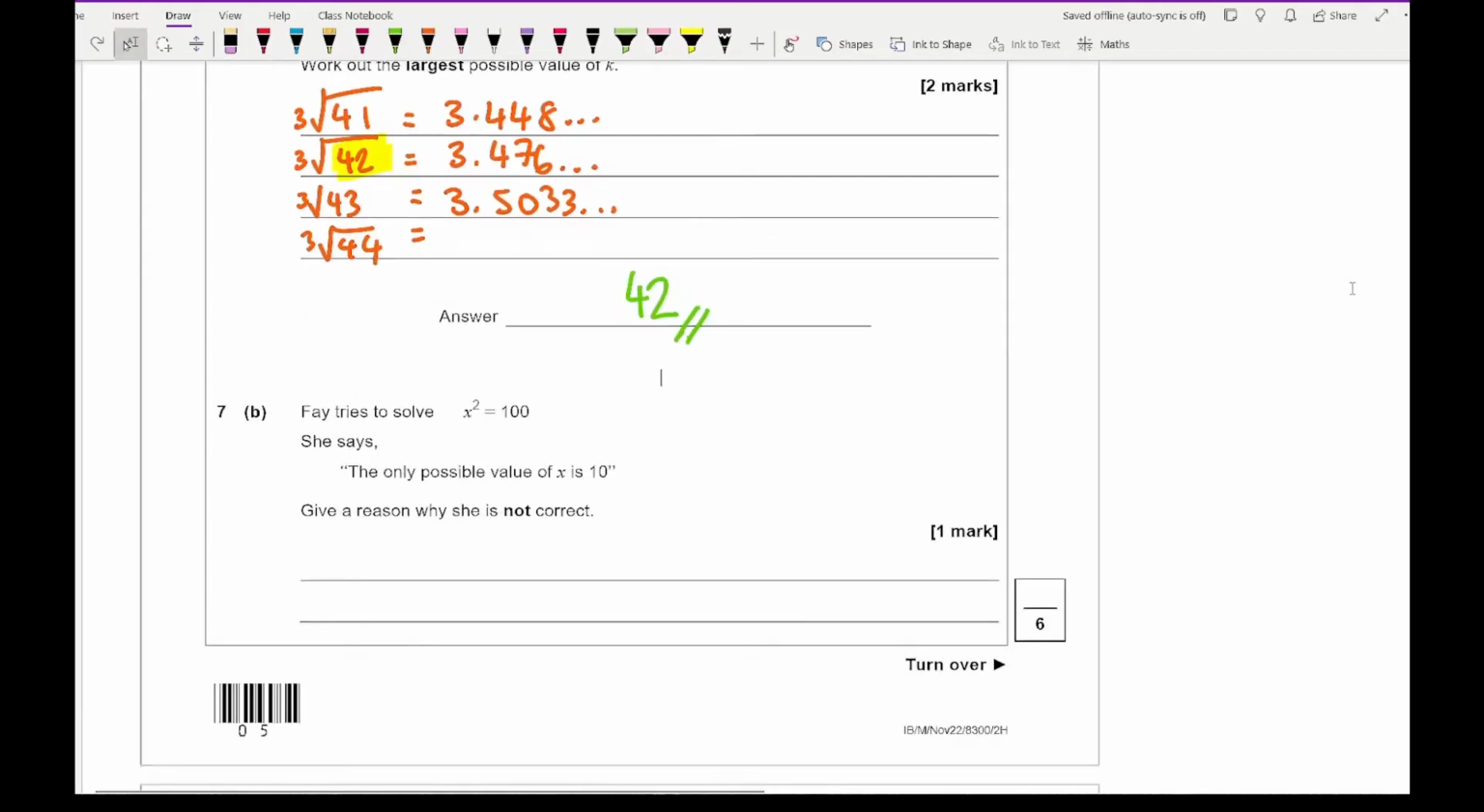Then moving on to 7b, it says Faye tries to solve x squared equals 100. She says the only possible value of x is 100. Give a reason why she is not correct. And the reason for that is because it can be 10, so minus 10 times minus 10, or minus 10 squared also equals 100. So that would be enough to get the 1 mark there.